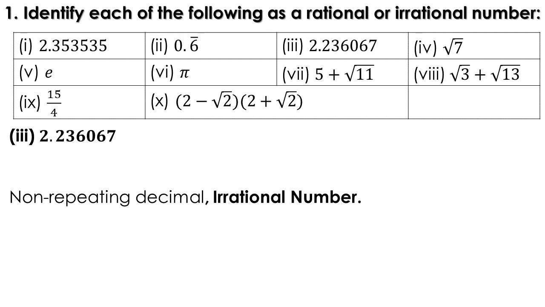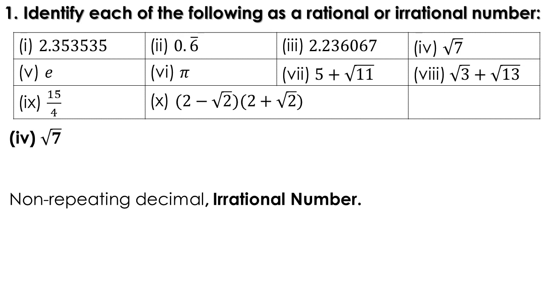Now, let's look at 2.236067 and so on. Notice how the decimal goes on forever, but it doesn't repeat in any pattern. When the decimal doesn't repeat and keeps going, that's a sign it's an irrational number. Next, we have the square root of 7. This is the number that you multiply by itself to get 7. If you try to find the exact decimal, it will go on forever and never repeat. So, the square root of 7 is an irrational number.